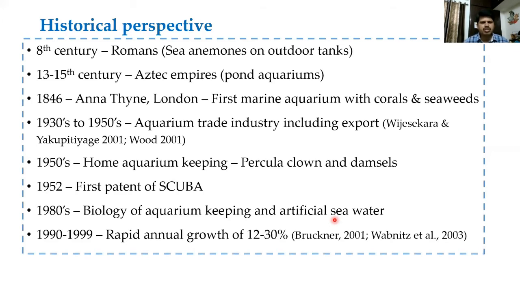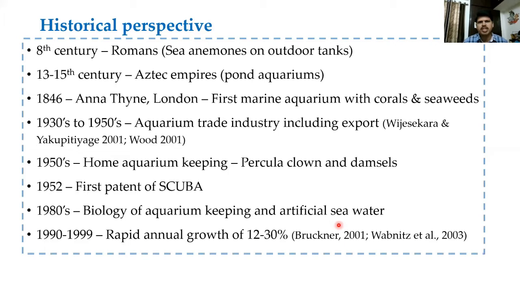And in 1952, the first scuba diving got patented, which made way for the collection of more and more ornamental fishes. And in 1980, scientists and other researchers started understanding the biology of aquarium fishes and invertebrates. So this made it so comfortable that they standardized the protocol of maintaining and breeding the ornamental fishes and invertebrates. And they also innovated the artificial seawater.